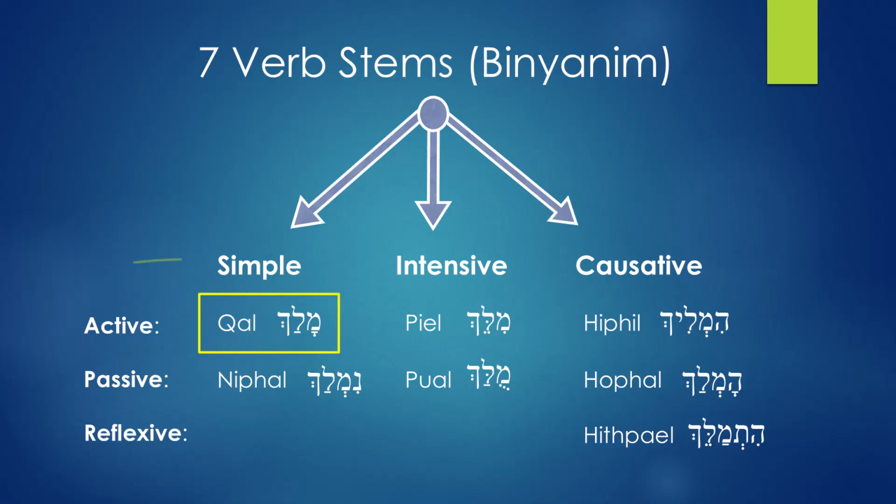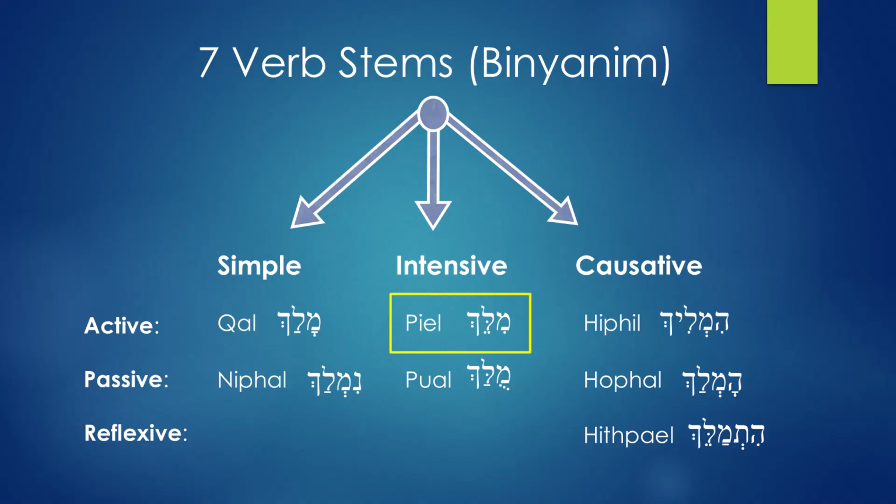Qal presents a simple action. In fact, Qal means light. And the voice in the Qal stem is active voice, meaning the subject is doing the action. For example, you have the verb malach. So in active voice, we're going to translate malach as he ruled. The subject, he, is ruling.